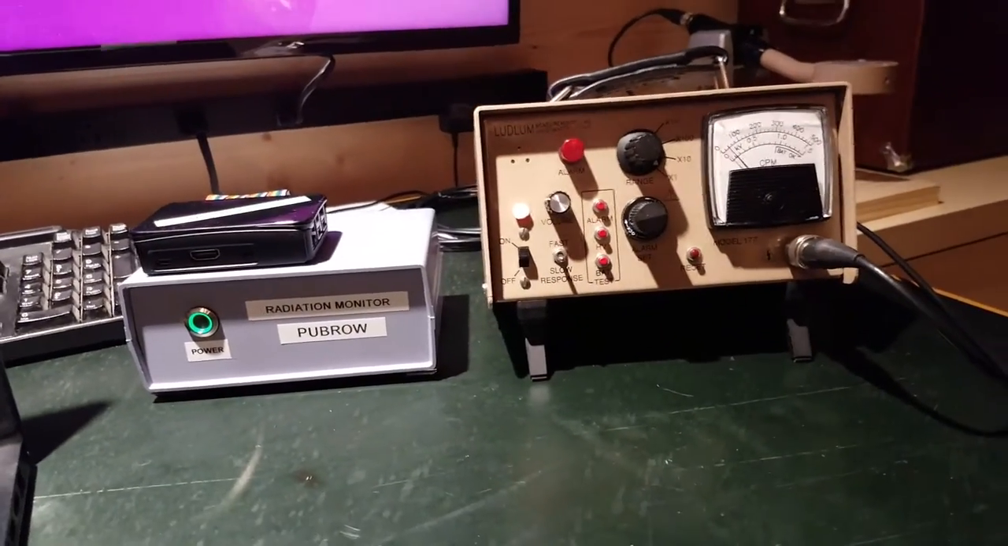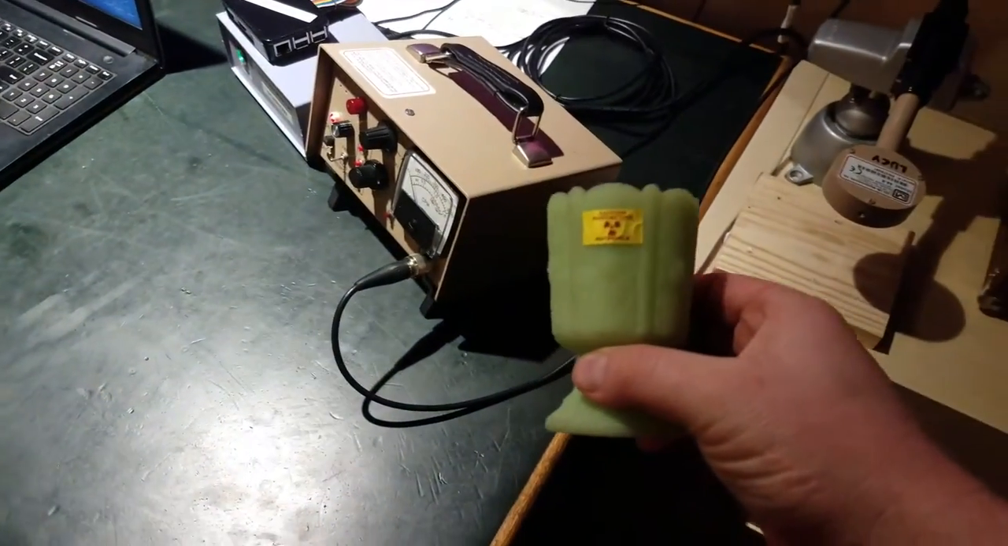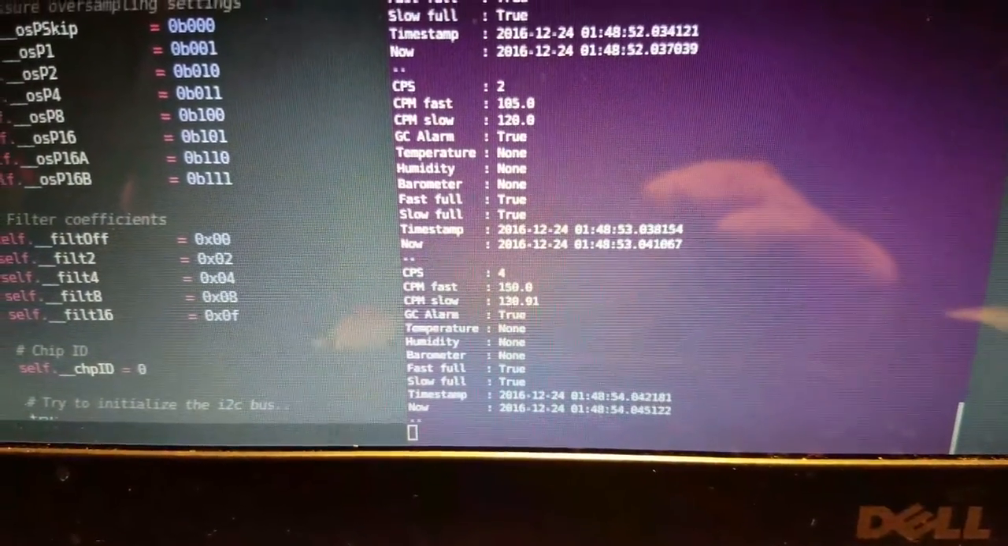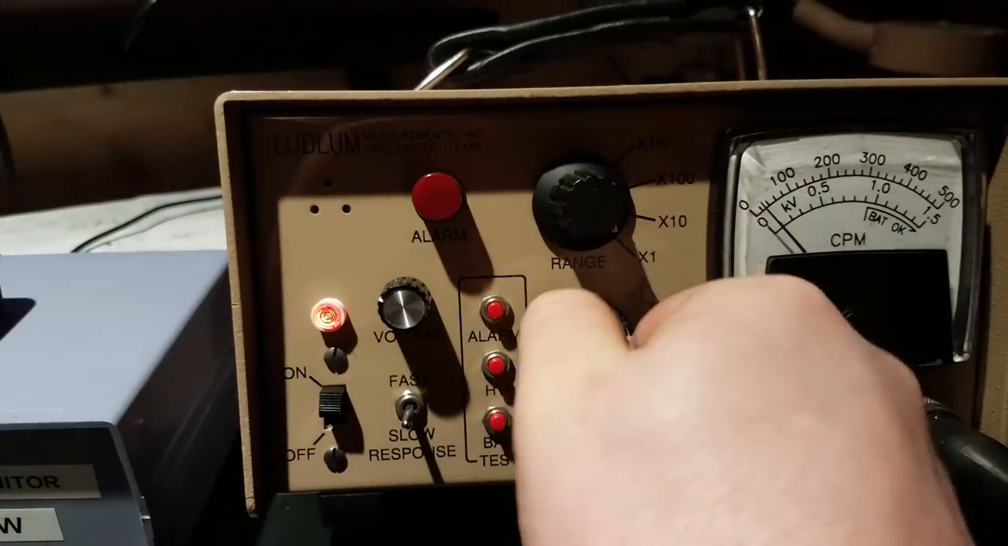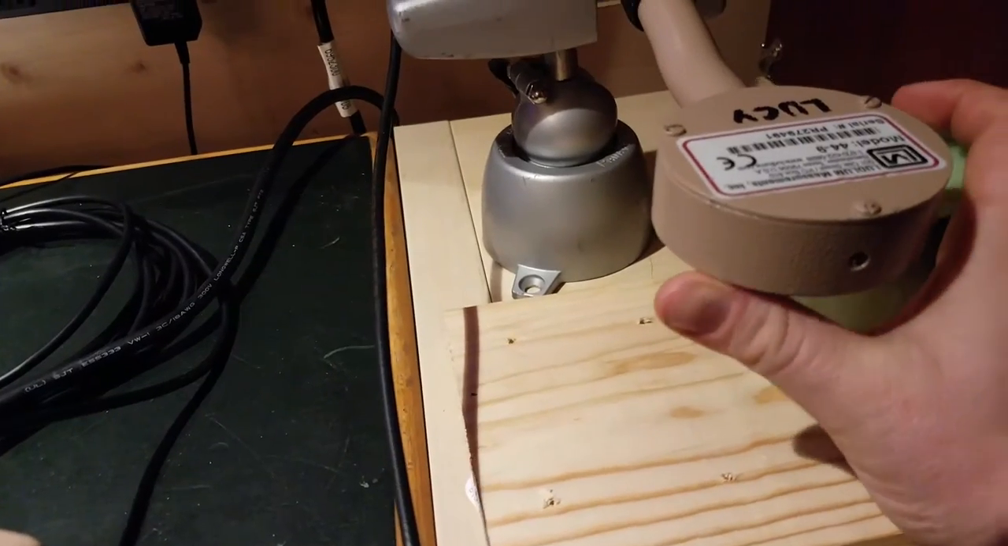But anyway, the next part I'd like to demo is showing that the counter and the meter get about the same readings, and the easiest way to do that is with a fairly hot source. So I'm going to use my trusty Vaseline glass and put that right underneath the pancake probe. Oh, and it also set off the alarm. So that shows the GC alarm is set to true, which means the alarm is working. So I'll punch reset, and I'll crank up the alarm threshold just to make sure that doesn't happen again, and then put the sample under the probe.